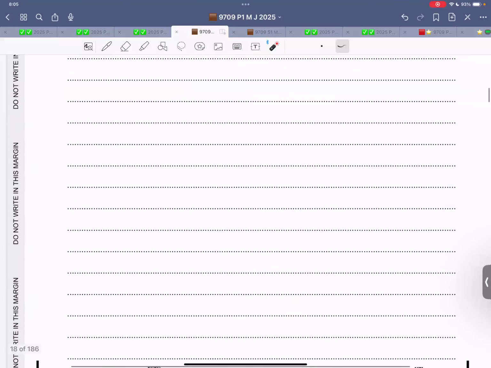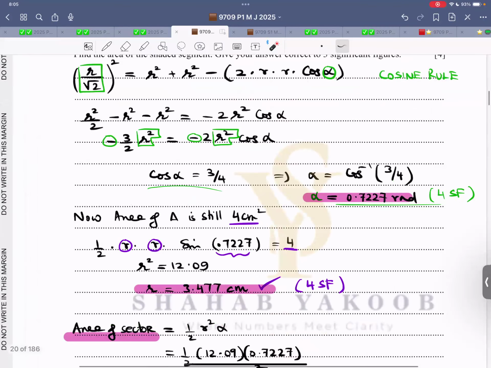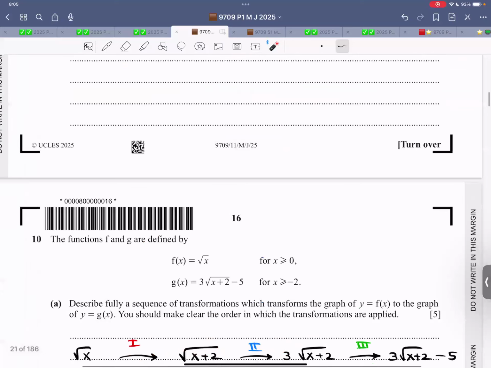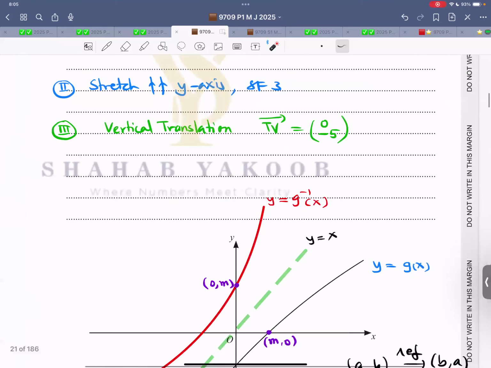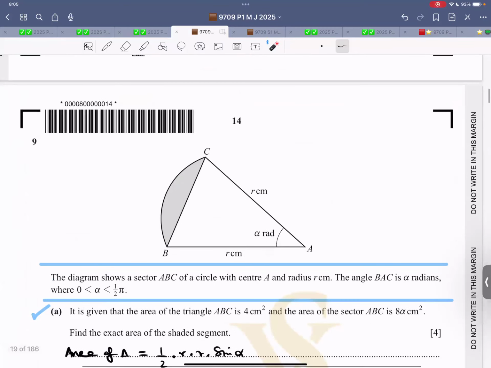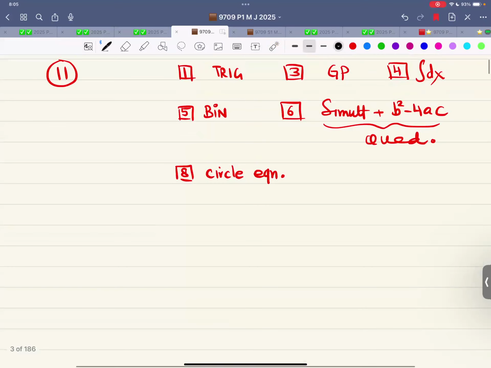So far, so good. Let me skip. No, this one was a good one. And of course, this was also good. So let me focus on 10, that is functions. Let me focus on 9. So let me go back up here. Let me focus on 9, that is circular measure. Let me focus on 10, that is functions.